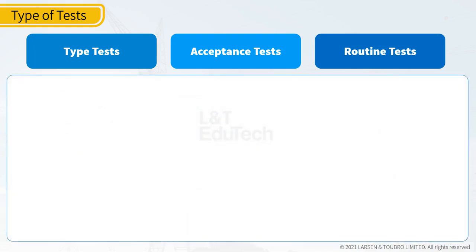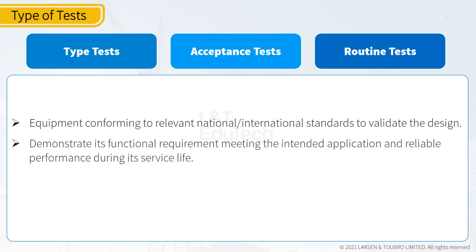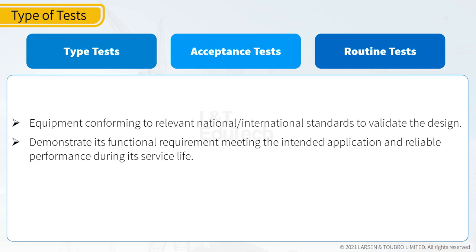Type tests are generally performed on any equipment conforming to relevant national or international standards to validate the design and to demonstrate its functional requirement meeting the intended application and reliable performance during its service life. The following are the type tests for different types of poles.